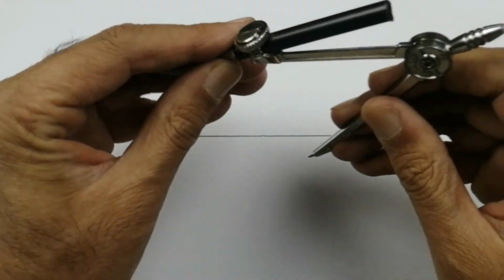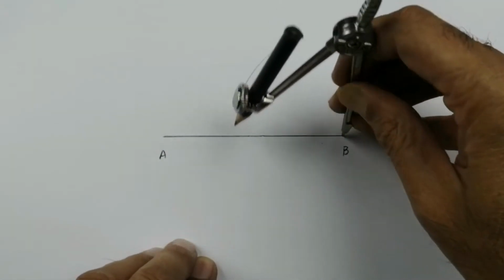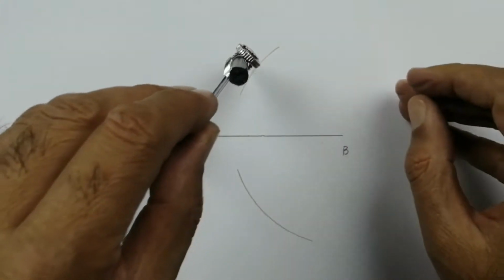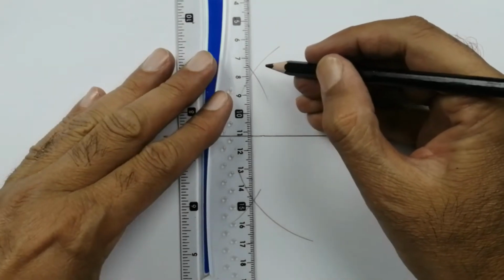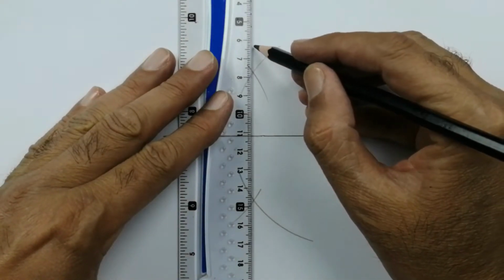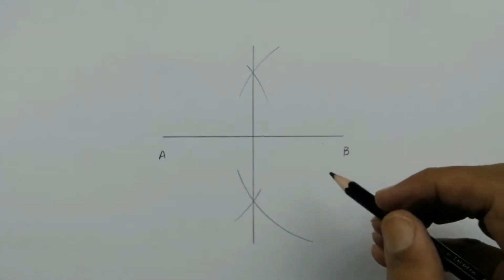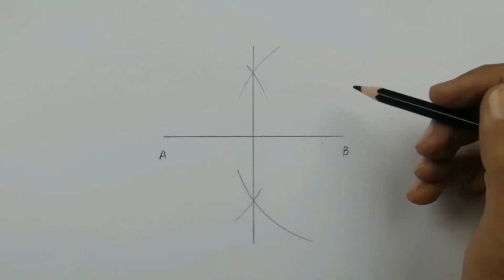So just take your compass, open it more than half, draw an arc upward, draw one downward, and draw the same length from point A. These two intersecting points we can join with a line with the help of a scale in this way. So that is called a line bisector, right?